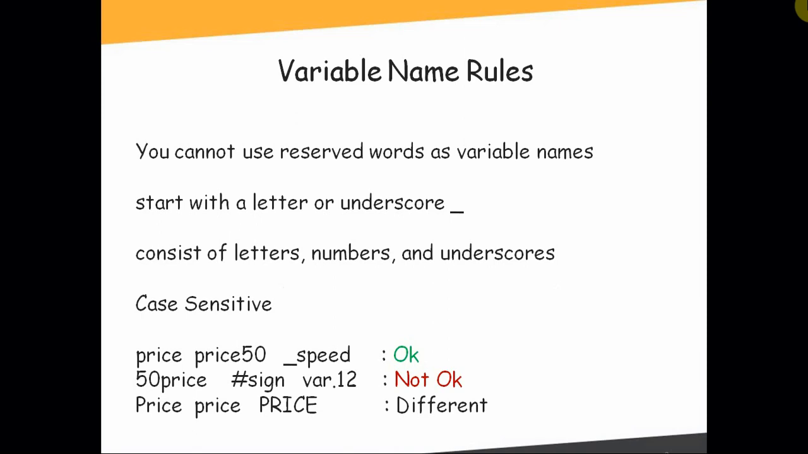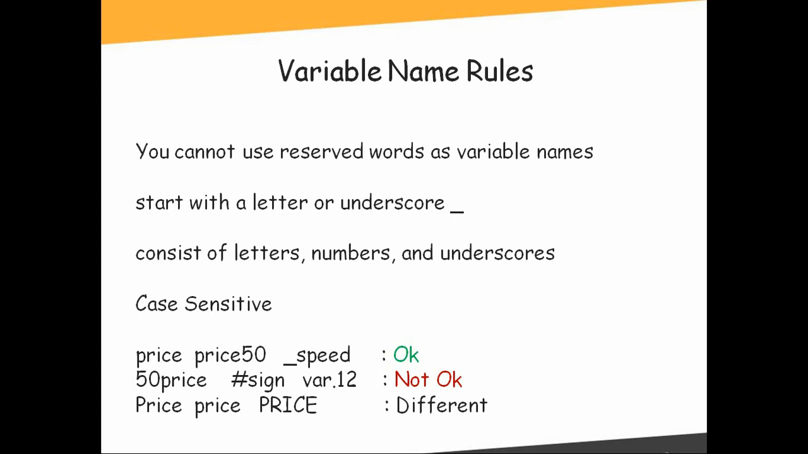As you can see, price is okay, price50 is also okay because it starts with a letter. And then _speed starts with an underscore, so that is also okay for our variable name. Here in the not okay section you can see 50, a variable name that starts with a number, so this is not allowed. And also this hash sign starts with a symbol other than underscore. If it starts with an underscore, that is fine. If it starts with other symbols, it's not allowed. And also dot is not allowed in a variable name.